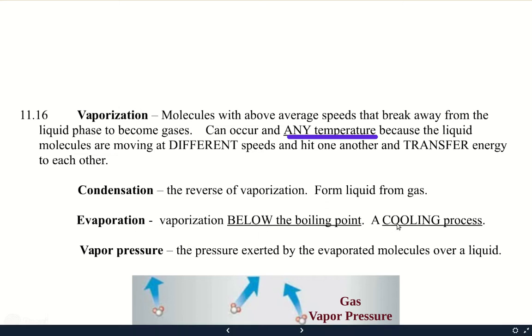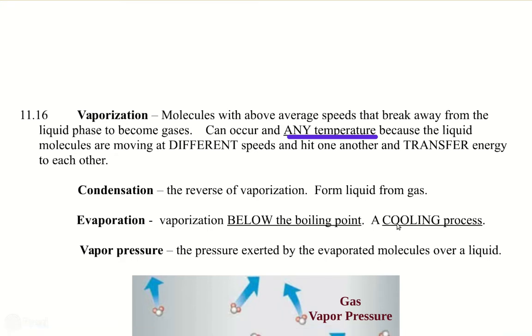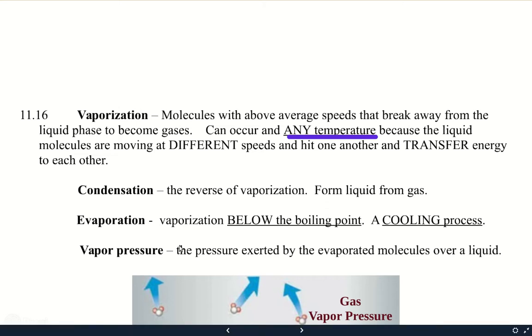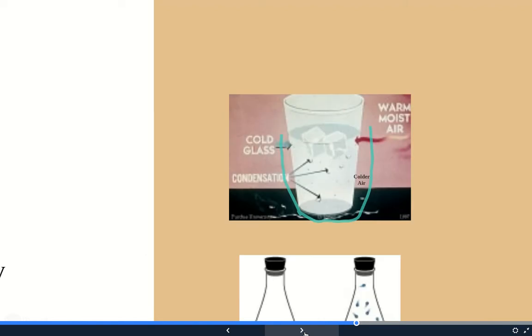Evaporation is vaporization below the boiling point. It's a cooling process. When you have water on your skin and it evaporates, it removes heat from your skin because the heat from your skin is being used to break those particles apart. And then vapor pressure is the pressure exerted by the vapor molecules over a liquid.